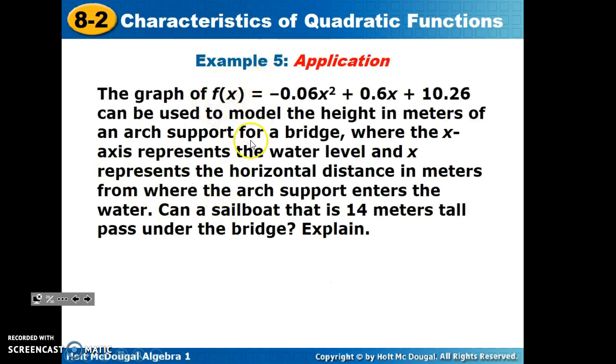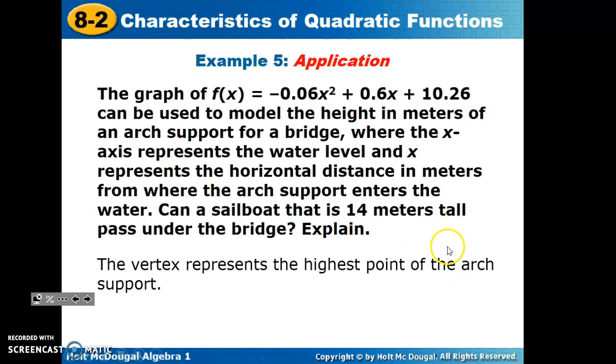An application in example 5 says this graph can be used to model the height in meters of an arch support for a bridge, where the x-axis represents the water level and the x represents the horizontal distance in meters from where the arch support enters the water. Can a sailboat 14 meters tall pass under the bridge?